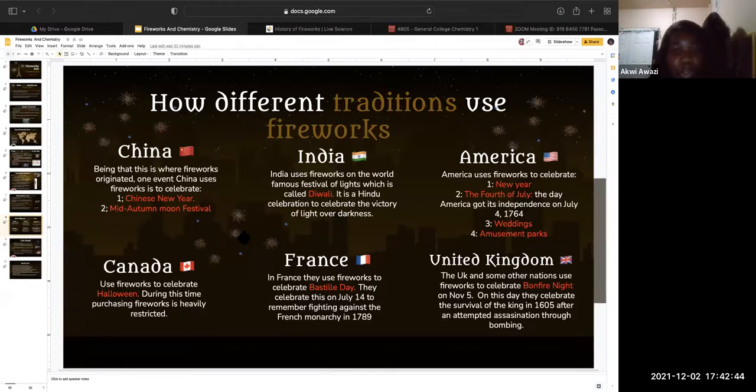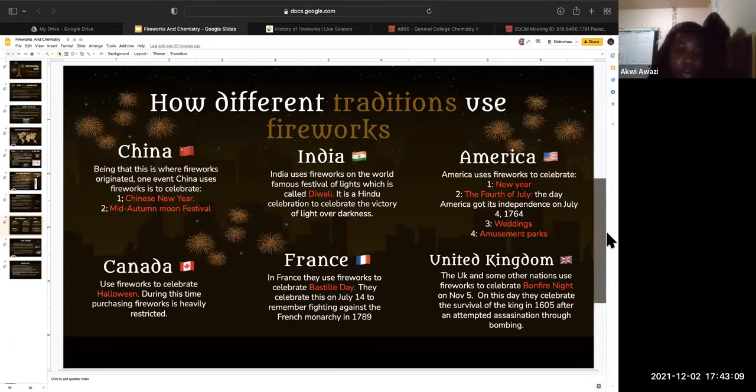And in America, as we know, fireworks are used for New Year's, 4th of July, weddings, and amusement parks, basically anything worth being celebrated. And in Canada, fireworks are used during Halloween. This time, purchasing fireworks is heavily restricted because people have taken advantage of it and how dangerous it can be. And in France, they use fireworks to celebrate Bastille Day.